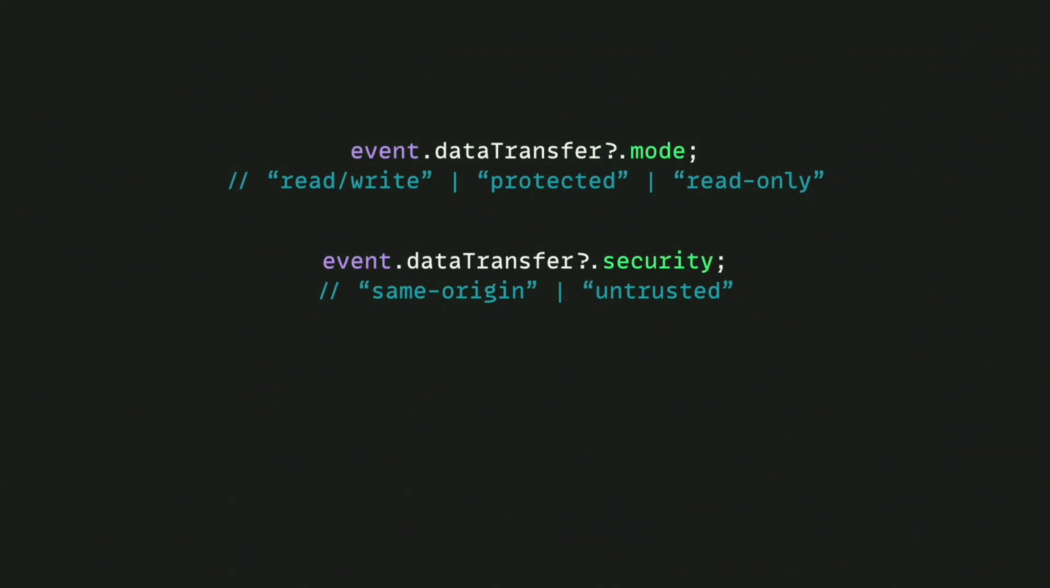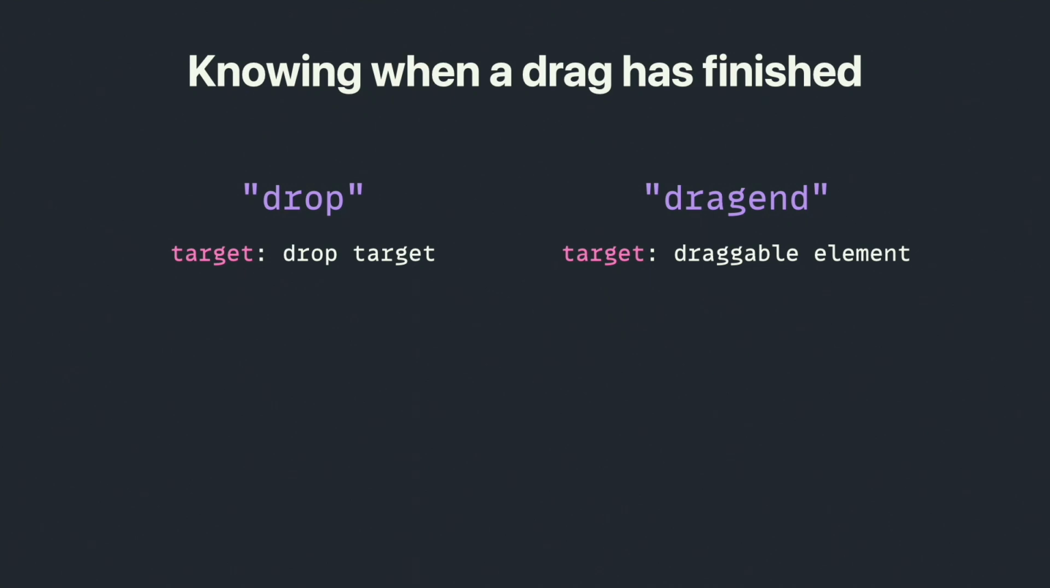Cool, so that's data. Events. If you want to know when a drag's finished, you have these two events. You have the drop event, which fires on the drop target, which is the element that most recently cancelled the drag over and drag enter events. I won't go into all that. And we have drag end, which fires on the original draggable element. I'm going to focus on drag end.